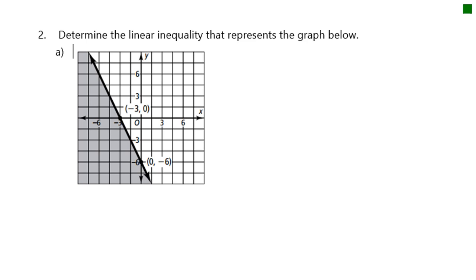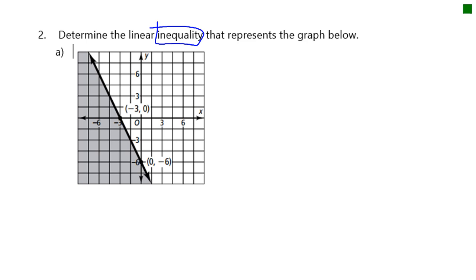That tells us to determine the linear inequality. That's how I know it's going to be an inequality. And you should start noticing that when we graph inequalities, the graphs are always shaded. When we graph an equation, all we have is a straight line, right? We have the line and that's it. With inequalities, we have shaded parts, okay?